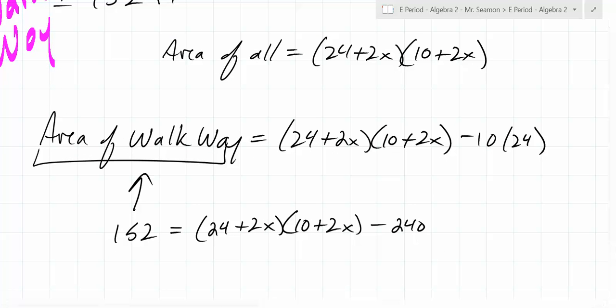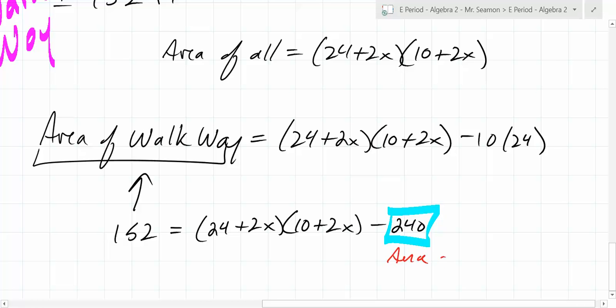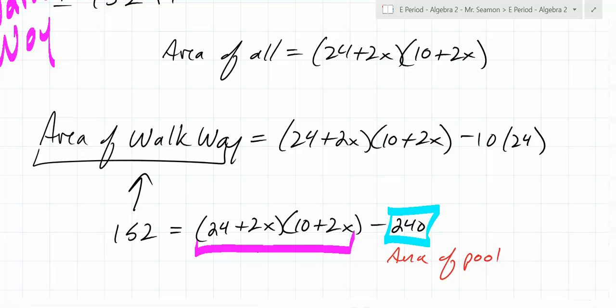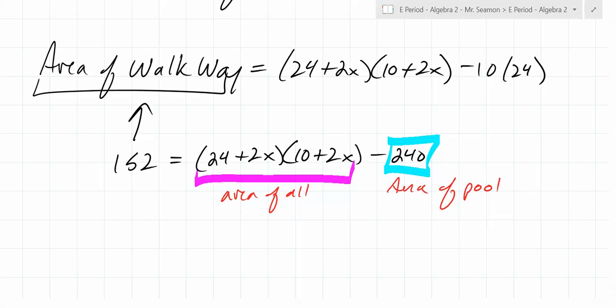Because what is 240? 240 is the area of the pool. And what is this right here? It's the area of all, the whole thing. If you have everything minus the pool, what are you left with? The walkway. So this right here is what you need to solve. Is that a quadratic? It is a quadratic. It absolutely is a quadratic. Is it in standard form? Please put it in standard form for me.